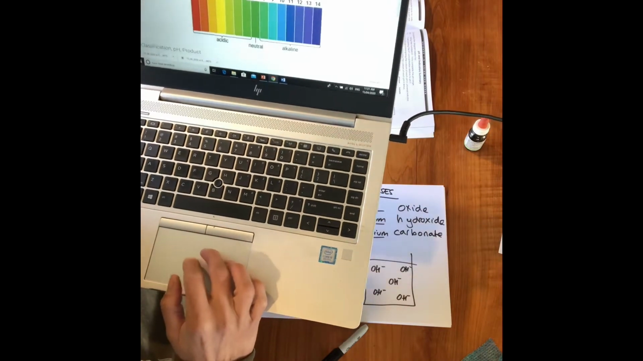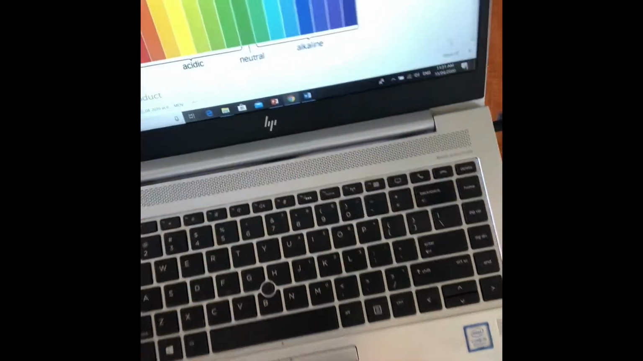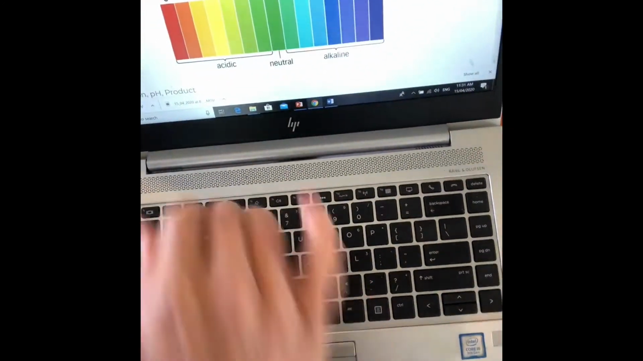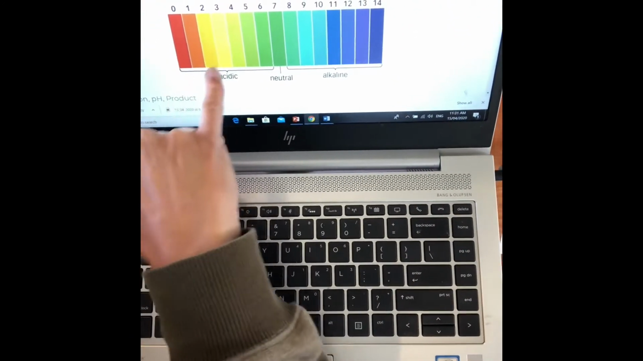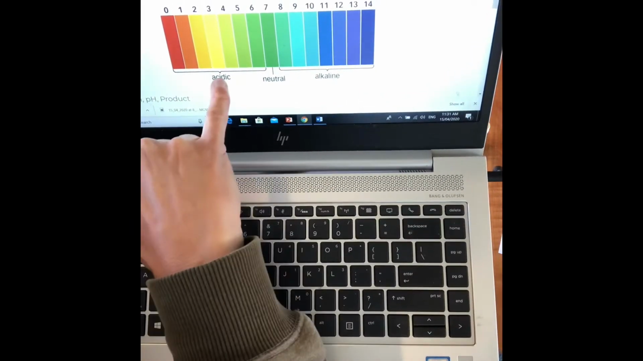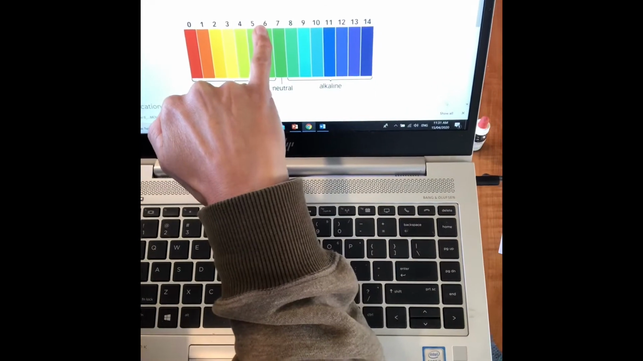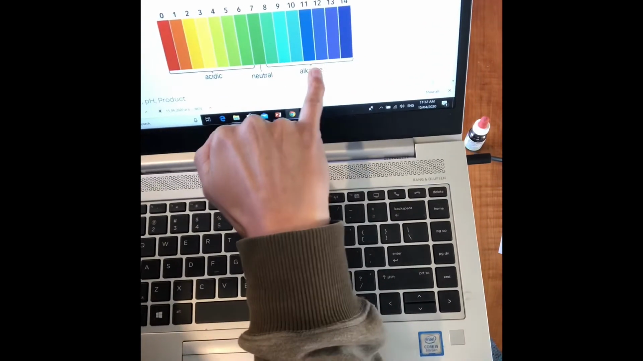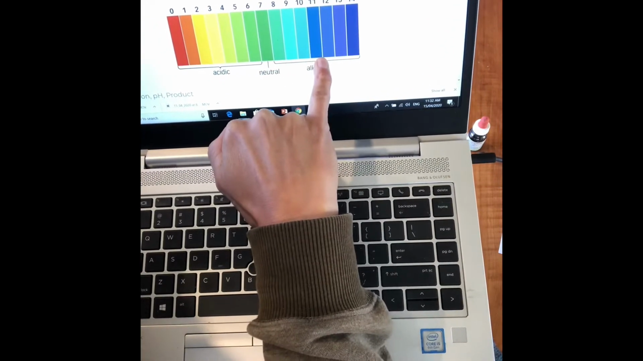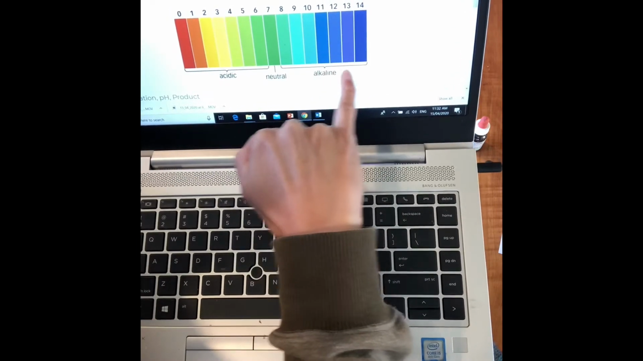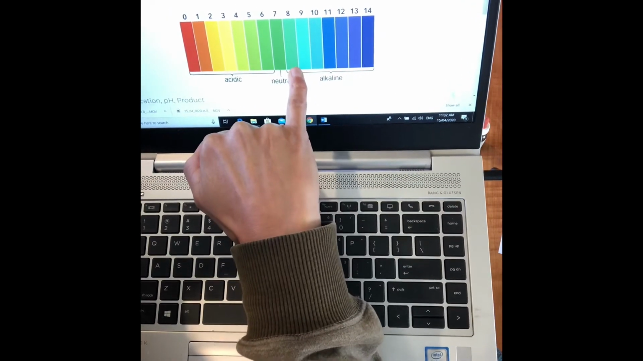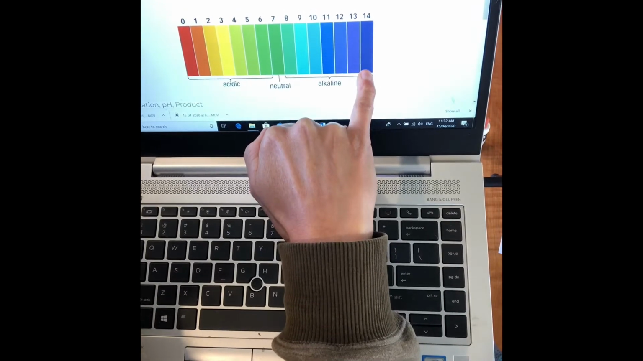If you can just find one online, that would be useful, just to become familiar with the fact that acidic is this end of the scale, and acidic substances have a pH of 0 to 6. Alkaline substances, or also basic substances, are at this end of the scale, from pH 8 to 14.